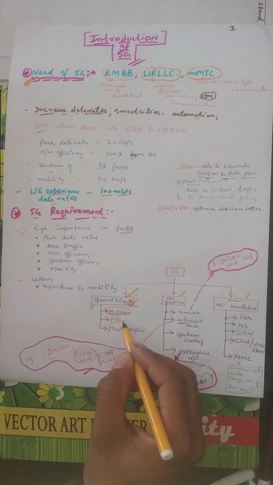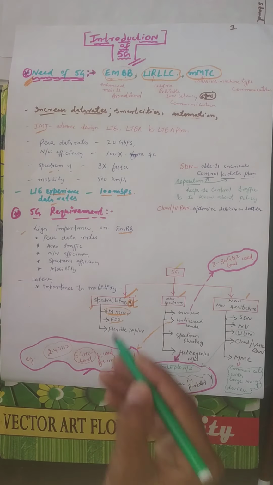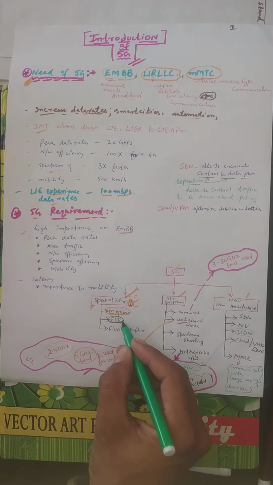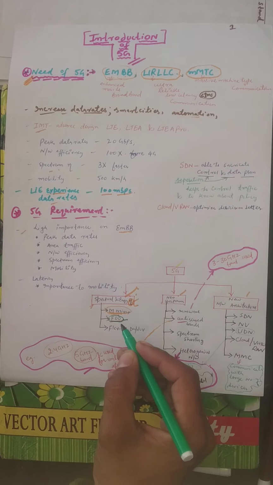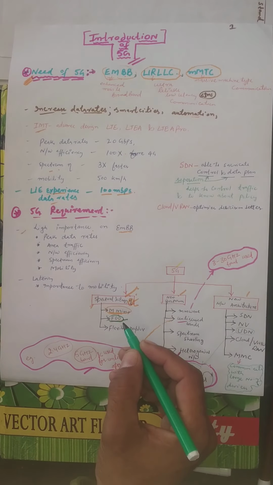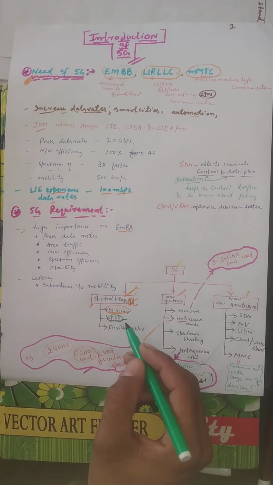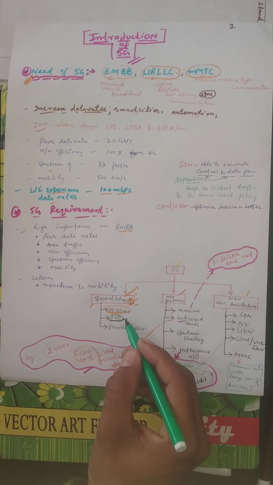Second one is the FDD. FDD is the frequency division duplex system. Frequency division duplex system divides the frequencies, using different frequencies for different communication. So that is called frequency division duplexing.